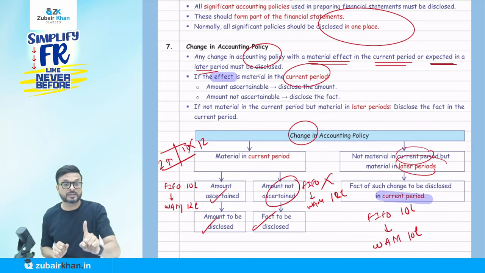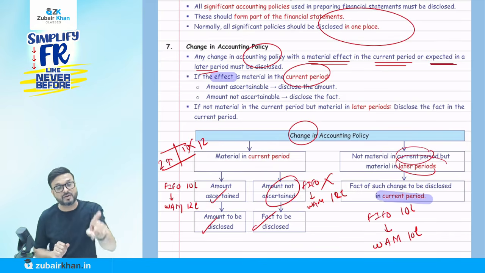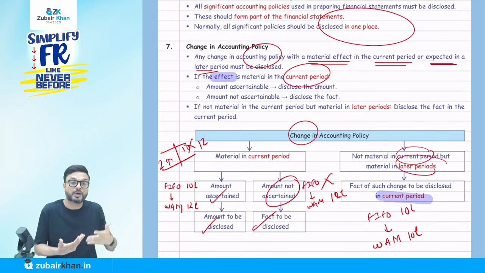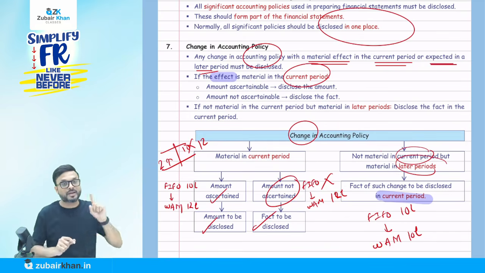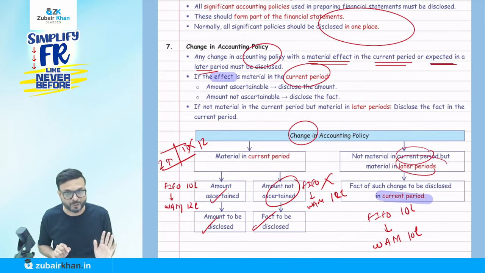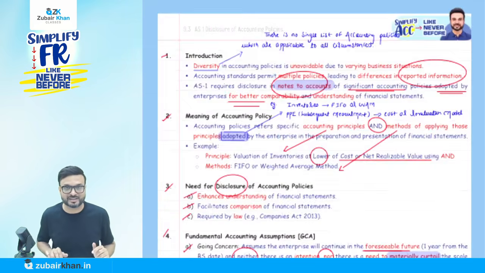The answer is yes. We have to disclose that we have changed the accounting policy, it is going to affect future period profit, and that we have to disclose. Obviously, we cannot show how much profit will be affected in future. That we don't know, but we have to mention that it is going to be affected in a later period. Okay, so this is all about AS 1, that is disclosure of accounting policy.